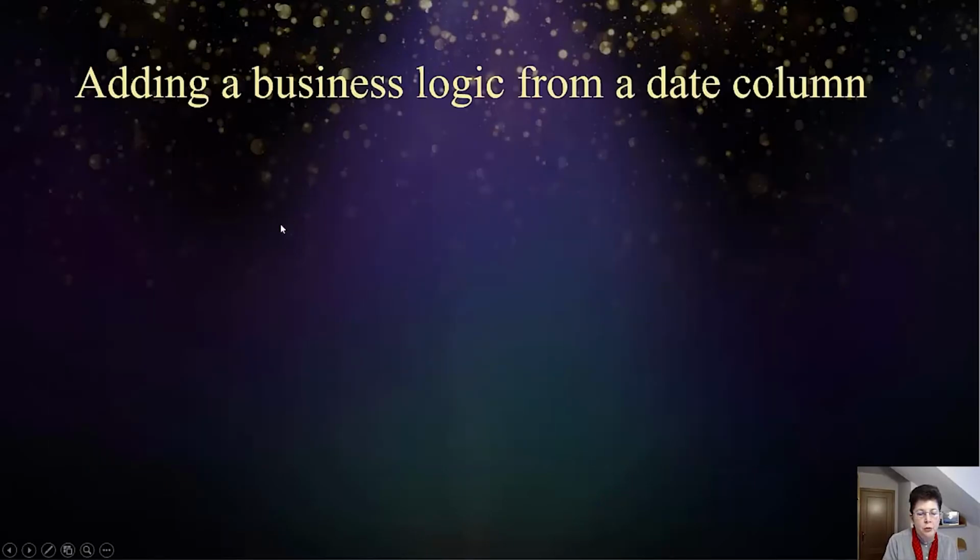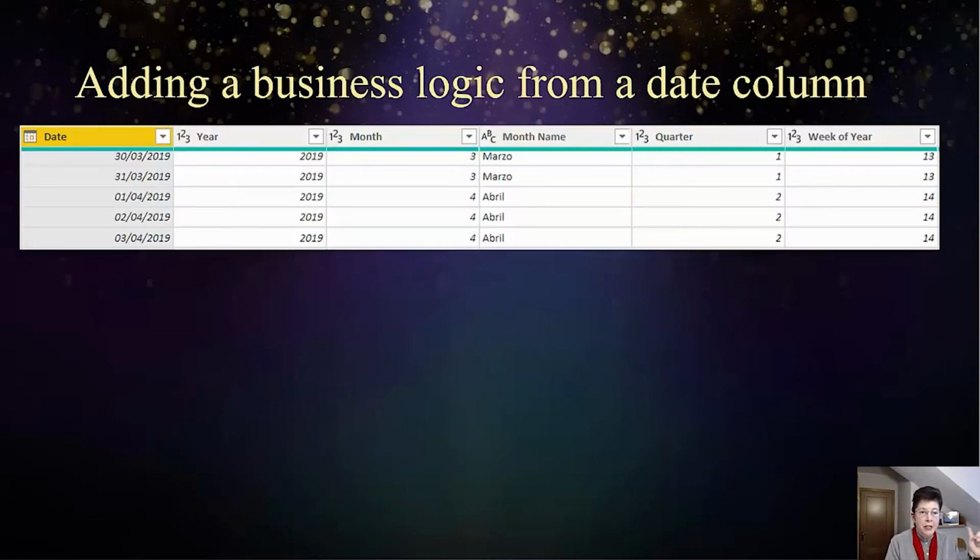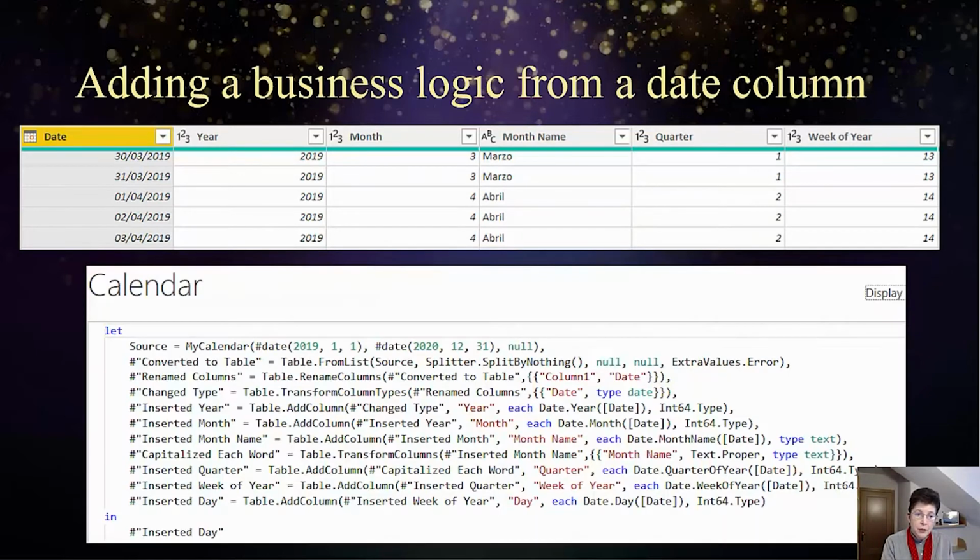Okay, so we've created a calendar table, we've added a business logic from a date column for creating all of these steps, and then we are able to see the calendar table ready.